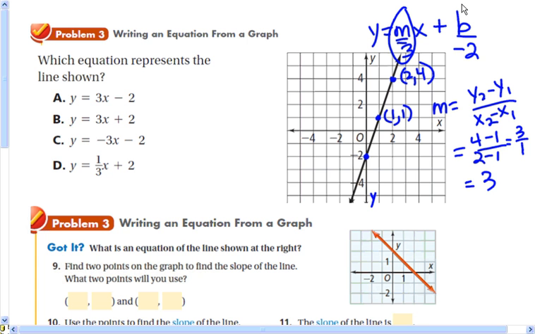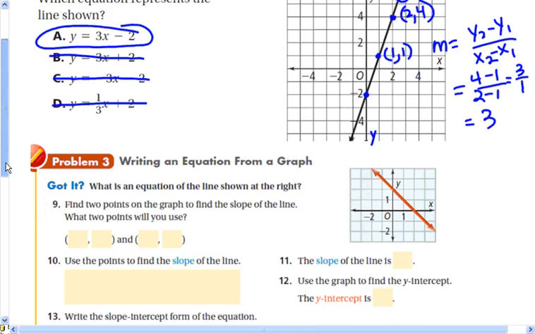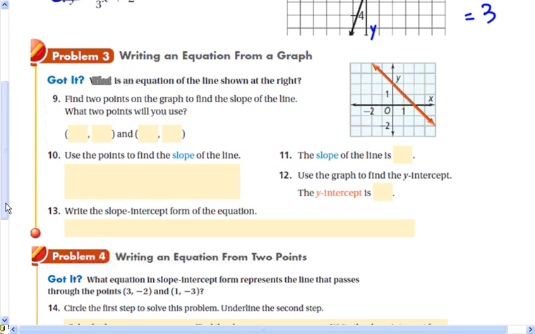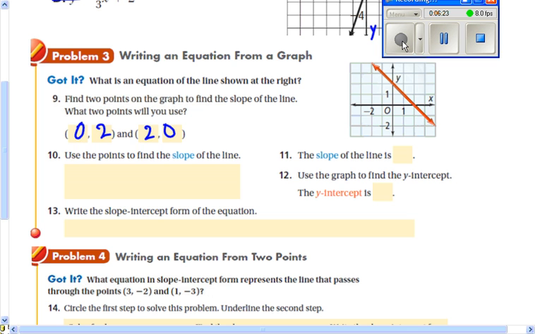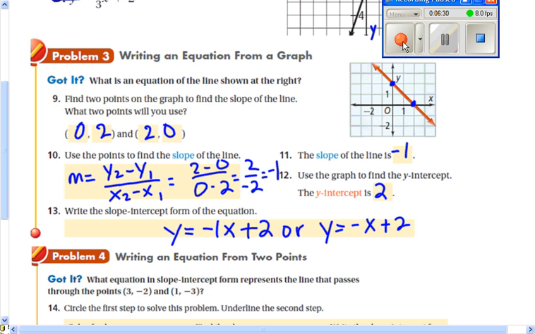So I need an equation that has -3 for the slope, or +3 for the slope, sorry. So that means I can cross off those two. And then my y-intercept has to be -2. This y-intercept is +2, so my answer is A. Go ahead, you can try problem 3 and you can check back for the answers. However you would use these 2 points, go ahead and pause and see if you can figure out the rest.